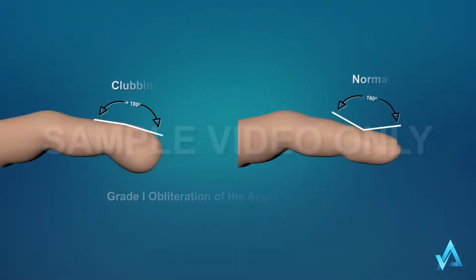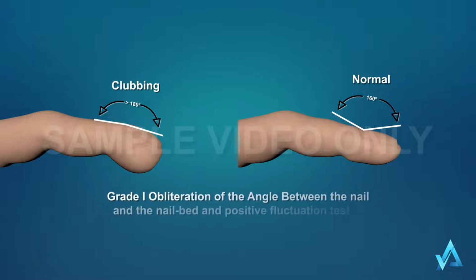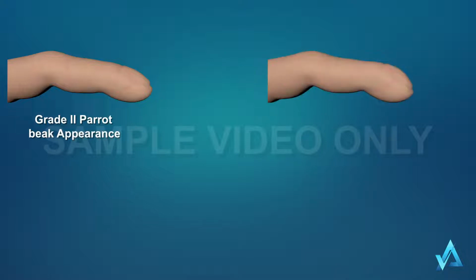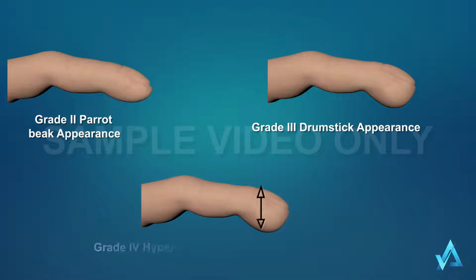Grading of clubbing. Grade 1: obliteration of the angle between the nail and the nail bed and positive fluctuation test. Grade 2: parrot beak appearance. Grade 3: drumstick appearance. Grade 4: hypertrophic osteoarthropathy.